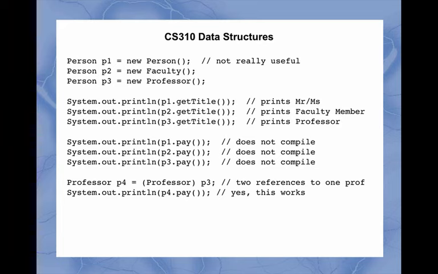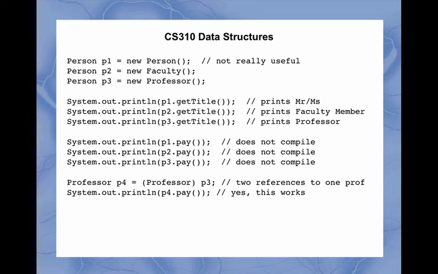So there's one rule I'd like you to remember. Parents can point to their children, but children can't point at their parents. That is, on the left-hand side, Person can point to any of its descendants. Person is the parent class. It can point to or refer to any instance of its children. So Faculty is a child class. Professor is a child class of Person. Therefore, Person can point to, can refer to an instance of Faculty or Professor. But the reverse is not possible. We cannot say Professor p4 equals new Person. This will never work.